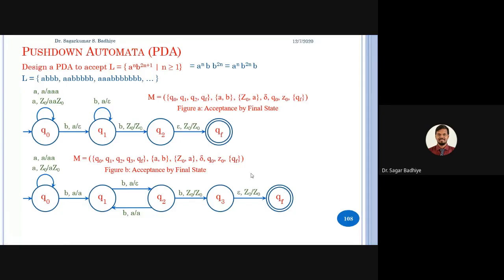Okay, so this is for a power n, b power 2n followed by a B, right? So that is b power 2n plus 1. This automata is for this kind of implementation only, right? For this kind of implementation, here you need to again add a traverse operation, right? For another state.